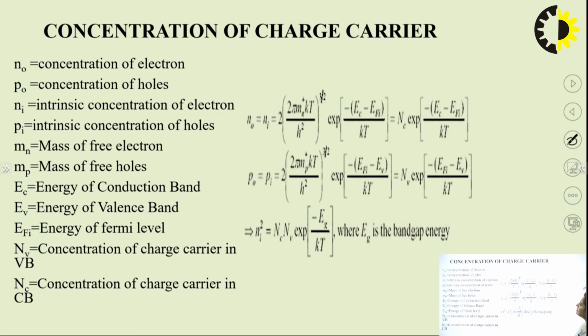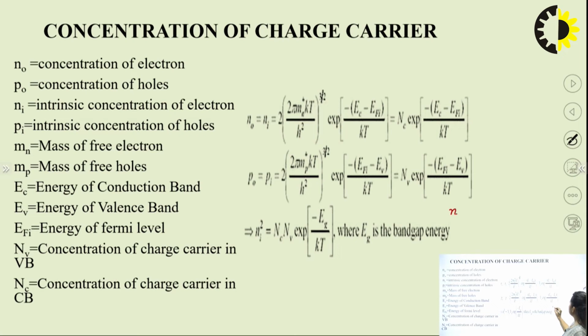So now coming to the concentration of the charge carriers. There are some equations related to the concentration of the charge carriers. The first equation is for the electron. N0, which is equivalent to Ni, is equal to Nc exponential minus (Ec minus Ef) by kT.